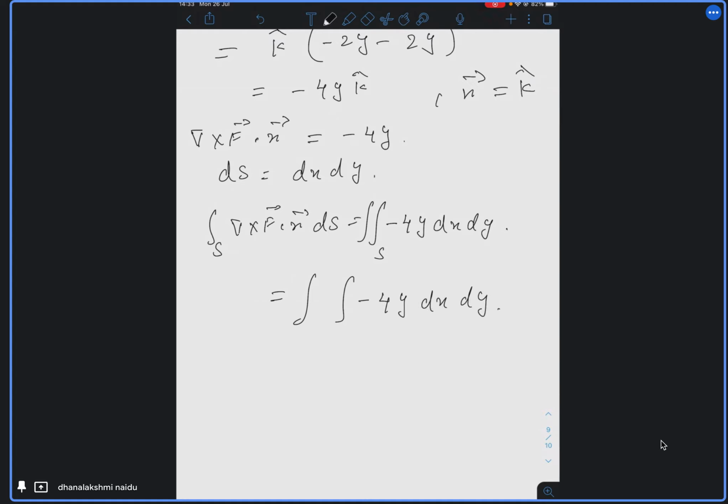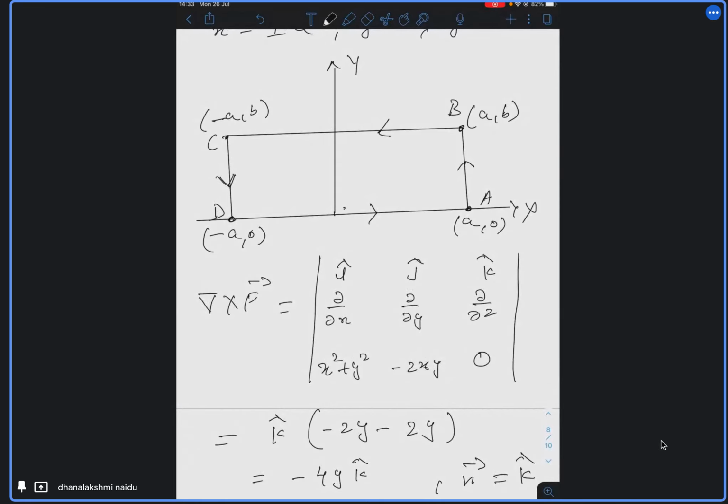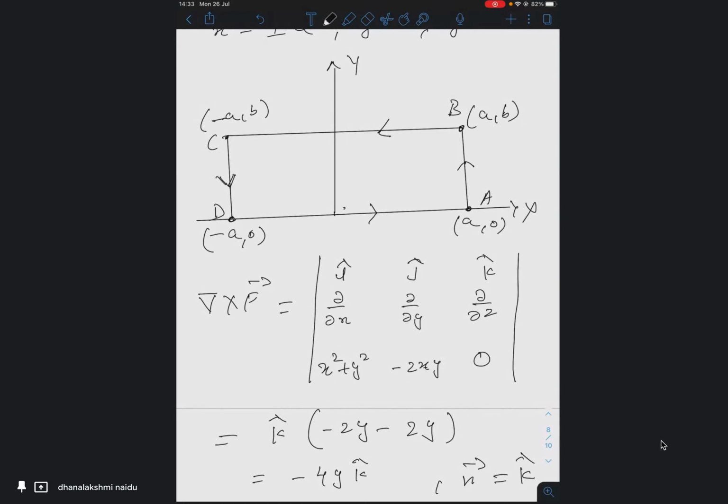So tell me the limits of x and y here. Look at this, a rectangle. x equal to minus a to a. Y, y equal to 0 to b. 0 to b. That's it.